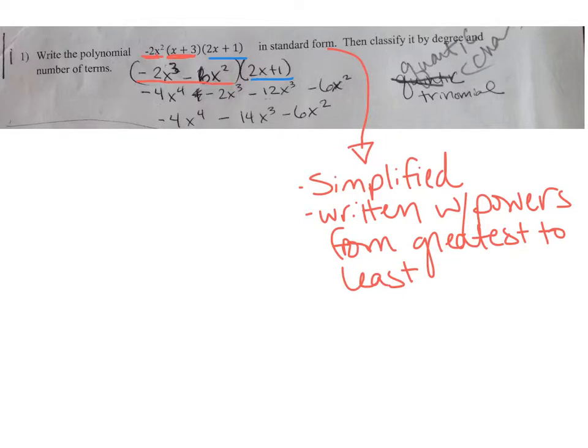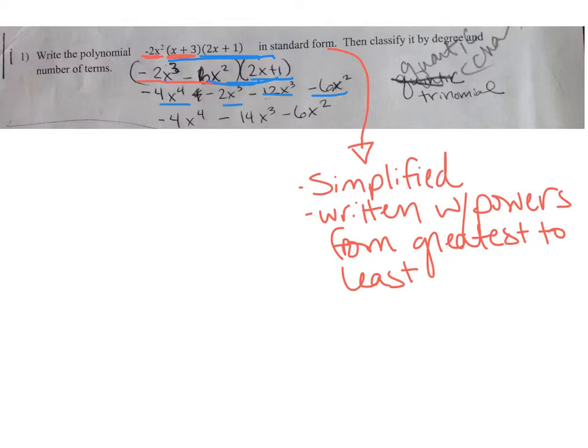As a reminder, you need to use distributive property to multiply these together, which you guys kind of know as FOIL. So the 2x cubed times the 2x, and then the 2x cubed times the 1. That's where these two terms come from. And then negative 6x squared times 2x is where the negative 12x cubed comes from. And negative 6x squared times 1 is where that last term comes from.